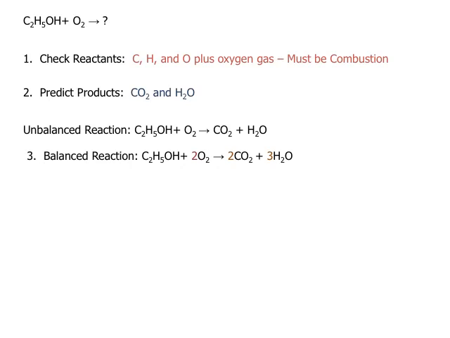Alright, here we've got another combustion. I made this slightly more complicated because I dropped in an extra oxygen here. So we've got some ethanol plus oxygen. We know that burns. So C, H, and O plus oxygen gas, combustion. Products, again, no nitrogen, no sulfur, so it's just carbon dioxide and water. The only trick on these is students a lot of times fail to remember when they're balancing this that you've got some oxygen already in this.